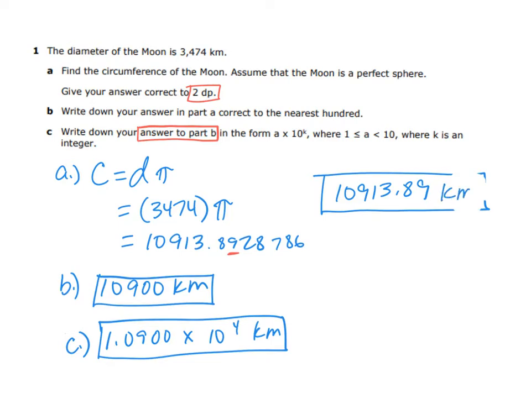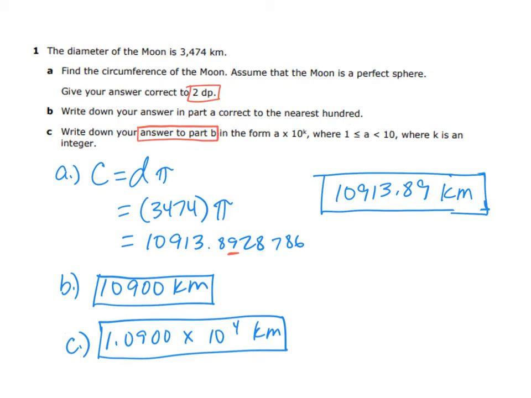there we go. Since the directions said correct to 2 decimal places, here's the first decimal place, that's the 10th place. Here's the second decimal place, that is the 100th place. Then if you look at the third decimal place, it's only 2, so we don't round up. So here's your final answer, 10,913.89 kilometers.